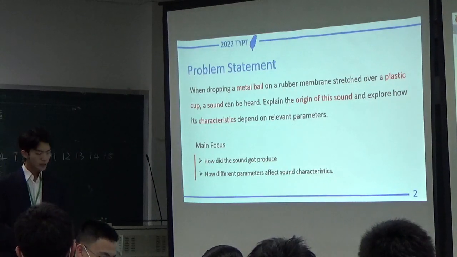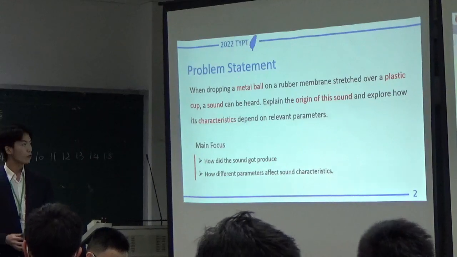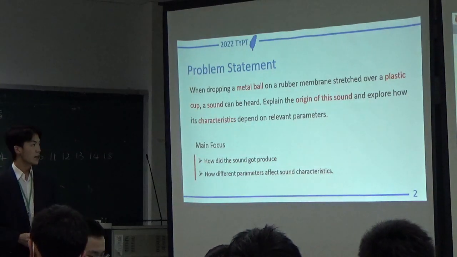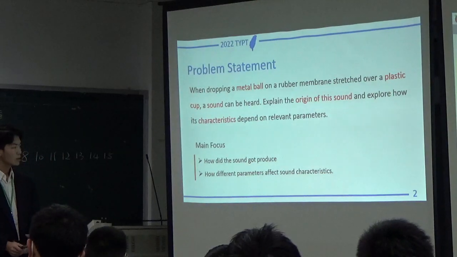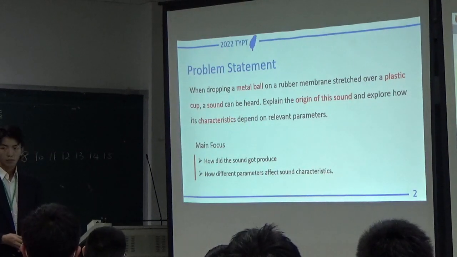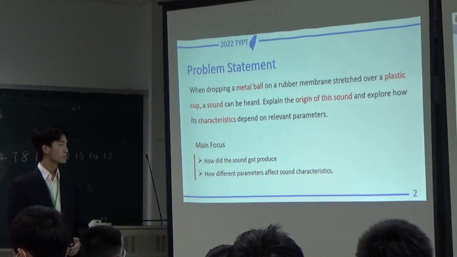So this is the problem statement. When dropping a metal ball on a rubber membrane stretched over a plastic cup, a sound can be heard. Explain the origin of the sound and explore how its characteristics depend on relevant parameters. So the main focus of this problem is first, how the sound gets produced, and second, how different parameters affect the sound characteristics.